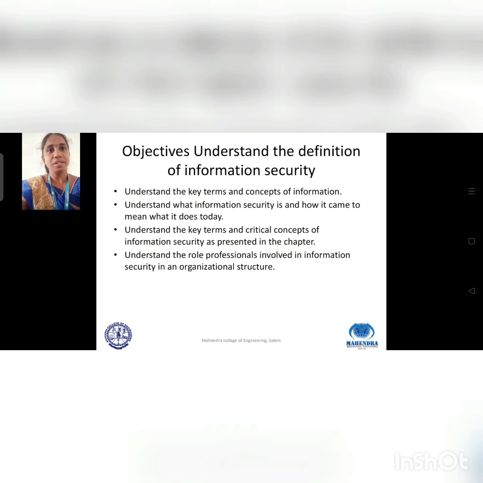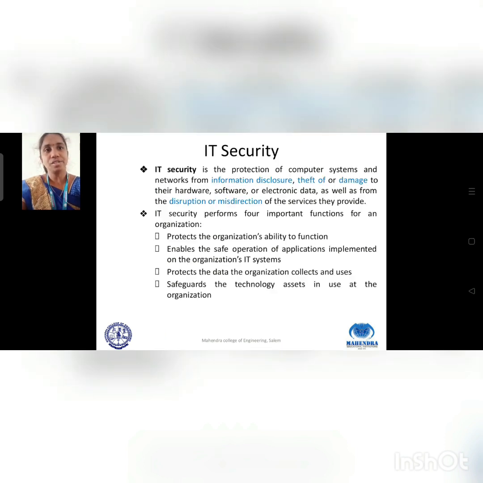First, objectives: understand the definition of information security. Understand the key terms and concepts of information. Understand what information security is and how it came to mean what it is today. Understand the key terms and the critical concepts of information security as presented in the chapter. Understand the role of professionals involved in information security in an organizational structure.